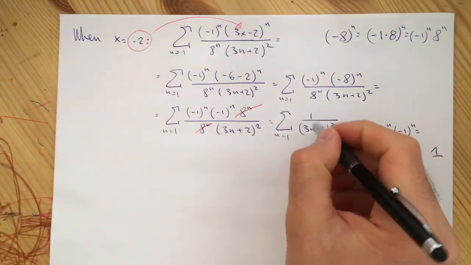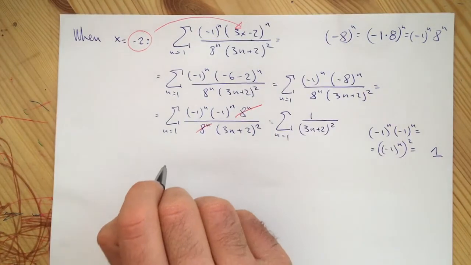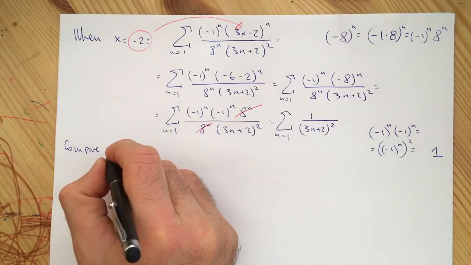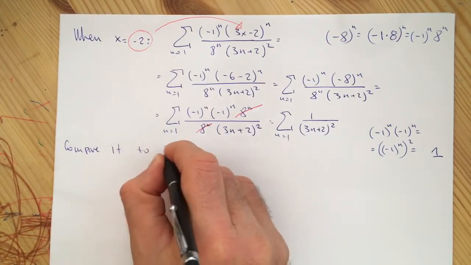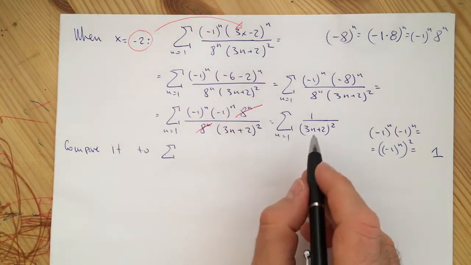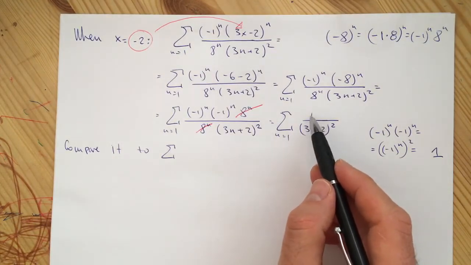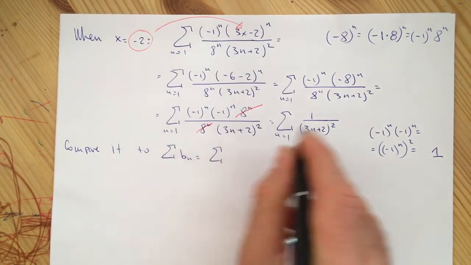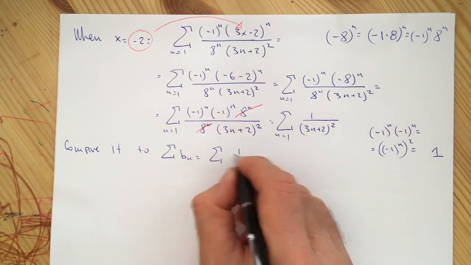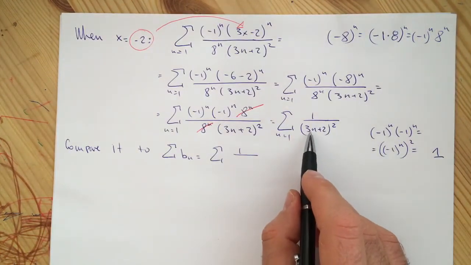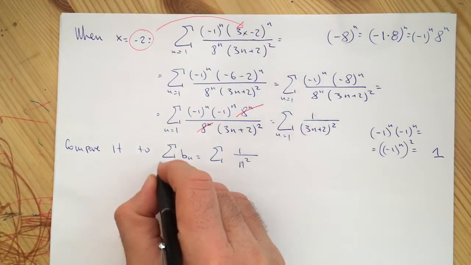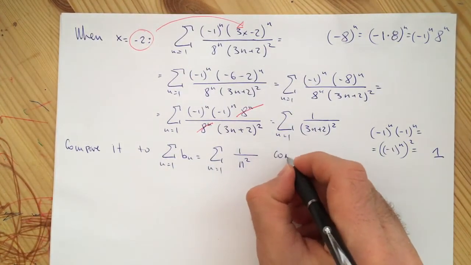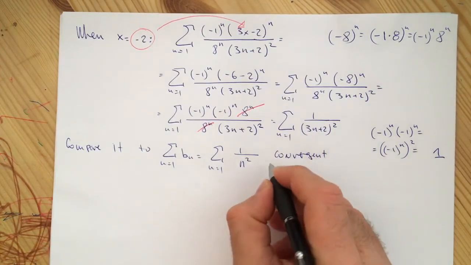But I told you that this should be, in a way, easy to recognize. What are we going to compare it to? Just take the highest exponent in the denominator, or in the numerator as well, if there was something different than 1, but it's just a constant. So I'm comparing my series here to 1 over, and now it's your choice, either 9n squared or simply n squared, which is a convergent p-series.